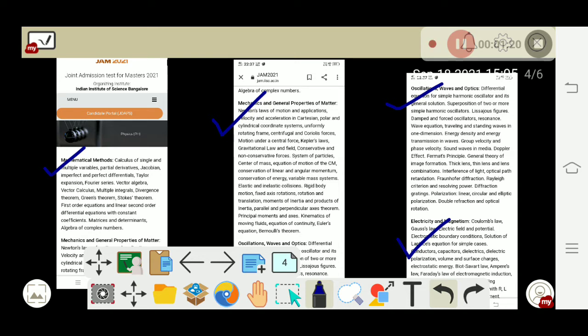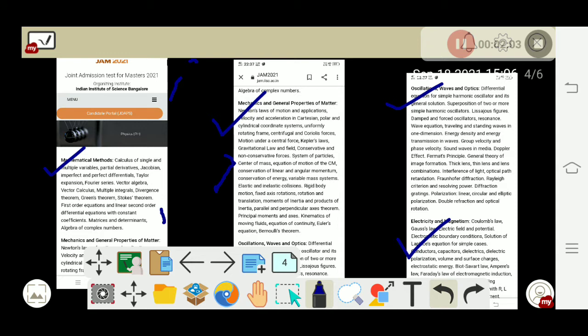is about mathematical methods. It is calculus of single and multivariables, partial derivatives, Jacobian, imperfect and perfect differentials, Taylor expansion, Fourier series, vector algebra, vector calculus, multiple integrals, divergence theorem, Green's theorem, Stokes theorem, first order equations and linear second order equations, differential equations with constant coefficients, matrices and determinants, algebra of complex number.